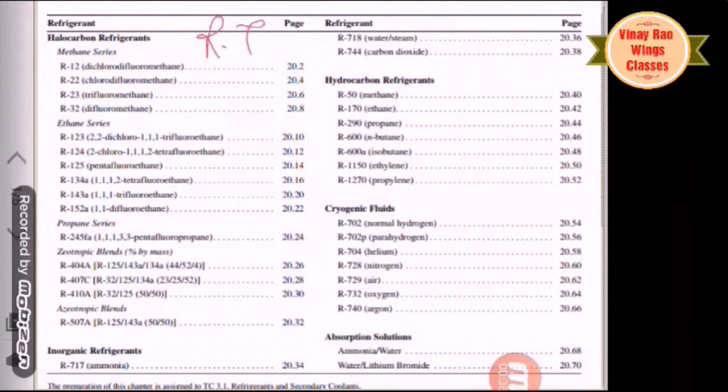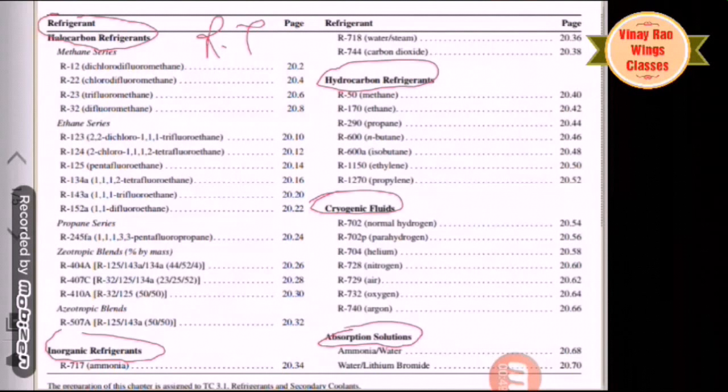So this is a refrigeration table, and in it there are hydrocarbons, halocarbons, inorganic refrigerants, hydrocarbon refrigerants, cryogens, and absorption fluid solutions. In the refrigeration table there are some designations: R12, R22, R23, R32. These are the designations of refrigerants. These are halocarbons, and the inorganic refrigerants are R717 ammonia, R718 water, and R744 carbon dioxide.